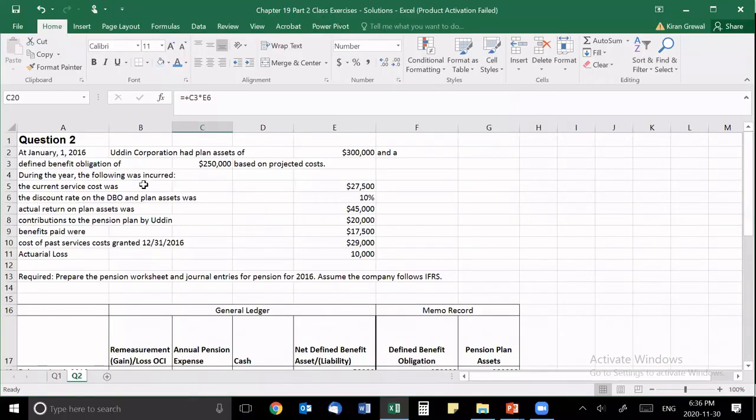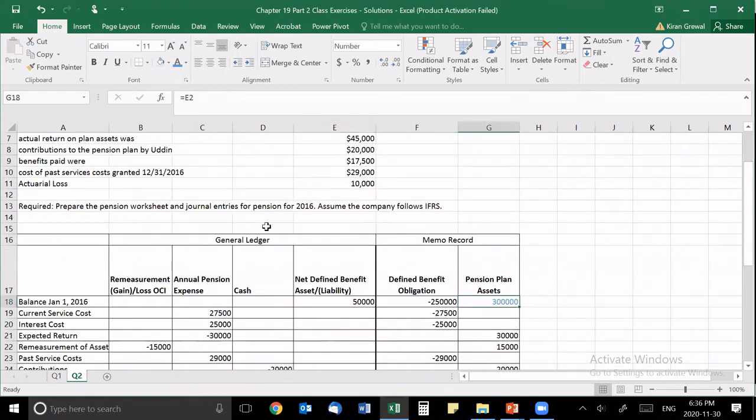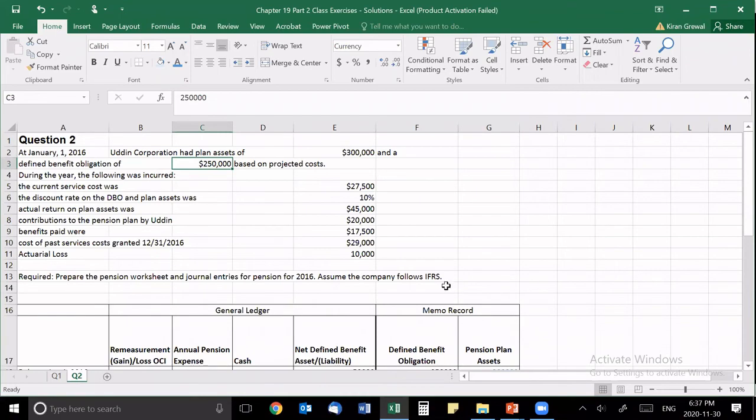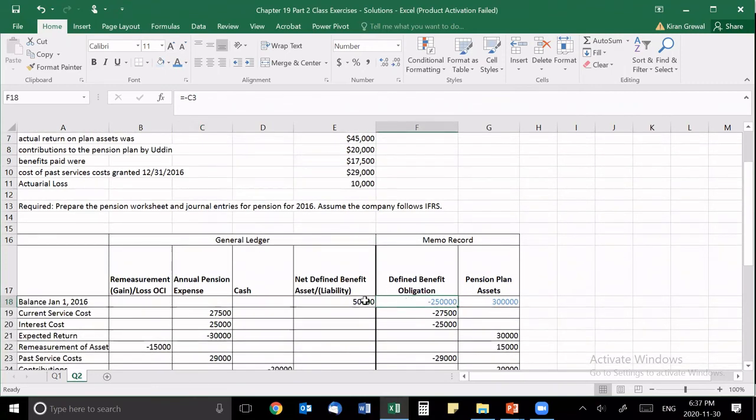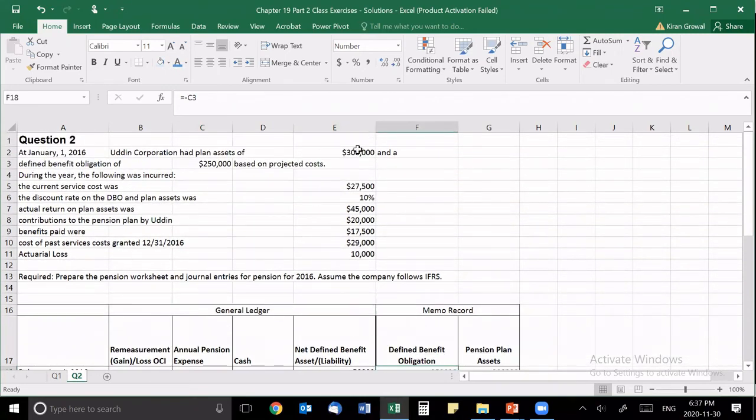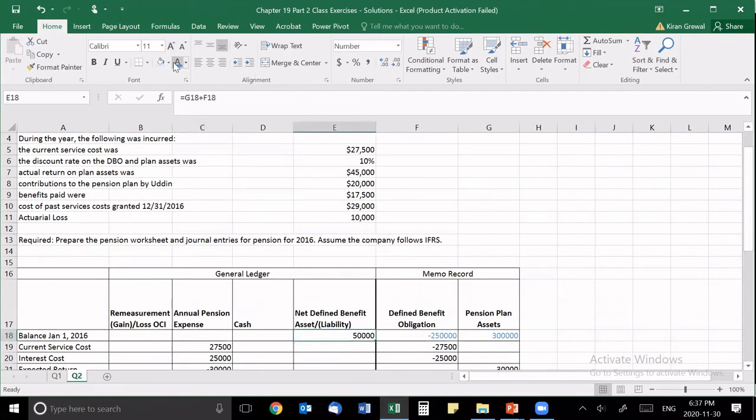All right, so let's take this question up. So January 1st, the company had plan assets of 300,000, defined benefit obligation of 250, and then it gives us all the other numbers here. So we can start putting this into our worksheet. So we had plan assets of 300,000, that's a debit of 300,000 there. We had defined benefit obligation, which is a credit balance, it's a liability of 250, so it's credit. And if we subtract the two, this time we have a net asset, right? 300,000 is greater than 250, so we have an asset of 50,000.